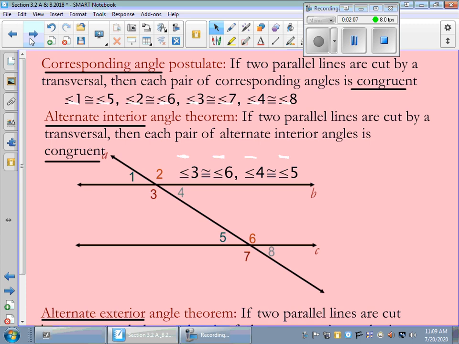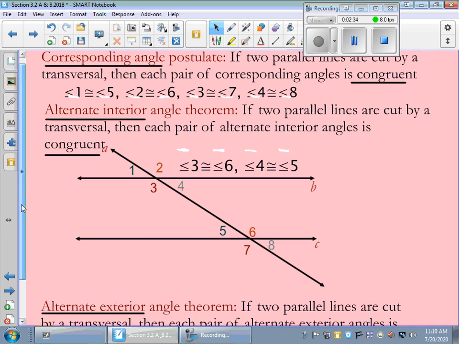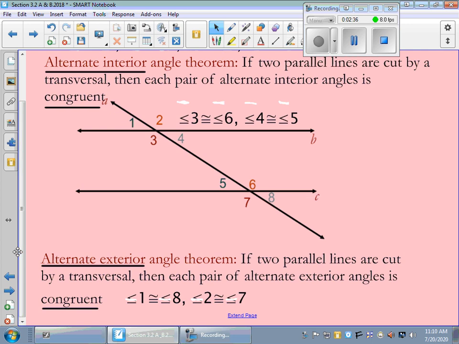Corresponding angles, this gives you a visual. Two parallel lines cut by a transversal: each pair of corresponding angles is congruent. So angle 1 is congruent to angle 5. I would consider them in the upper left of the cluster. Alternate interior angles are congruent. So that would be angle 3 and angle 6, angle 4 and angle 5. Alternate exteriors are also congruent. So that'd be 1 is congruent to 8 and 2 is congruent to 7.